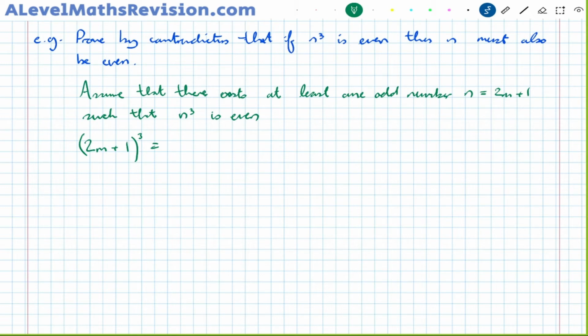So we're saying in every single case, in the initial line here, the question's saying that every n, when cubed, must be even. We're saying, well, let's pretend we can find a single or more case where if we cube an odd number, we get an even number.